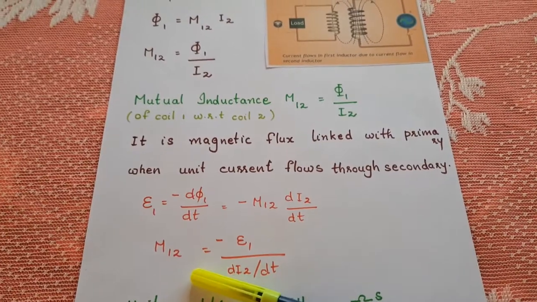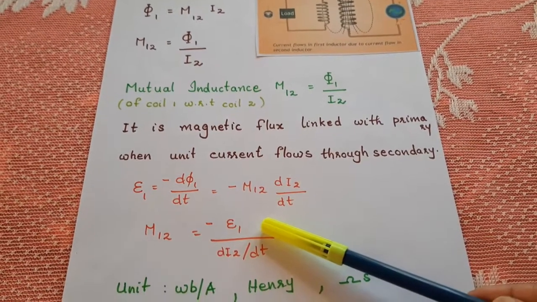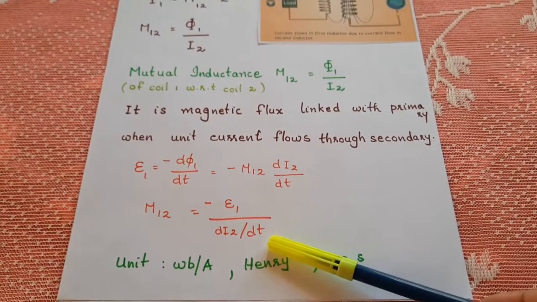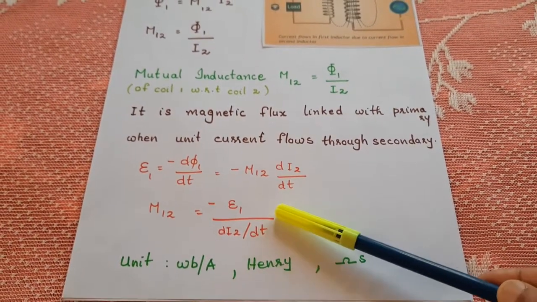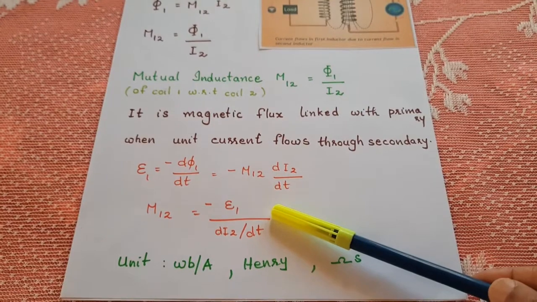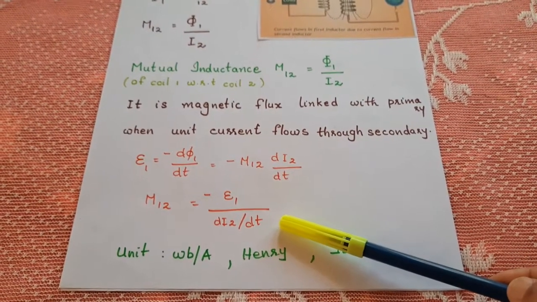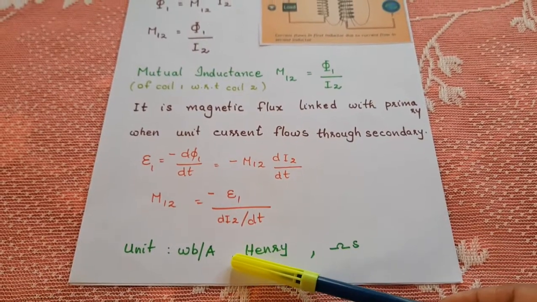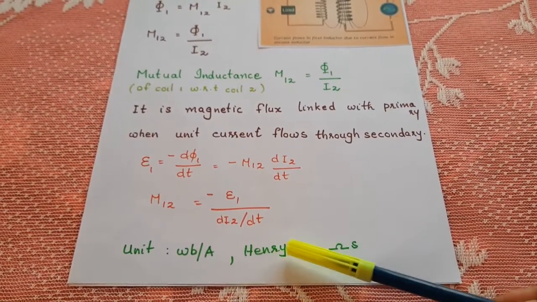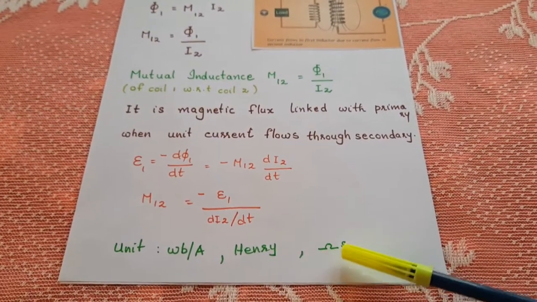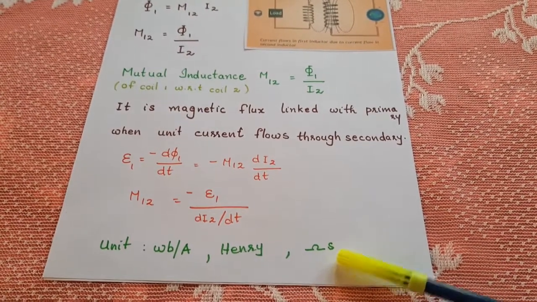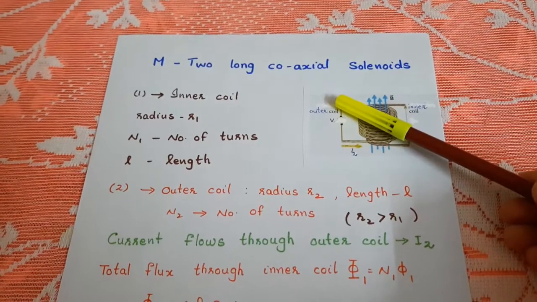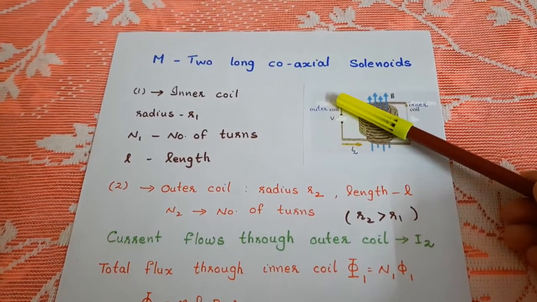So M12 is equal to minus E1 by rate of change of current through the secondary, or it is the ratio of induced EMF in the primary to the rate of change of current in the secondary. Its unit is Weber per ampere or Henry or ohm second. Now let us see the mutual inductance of two long coaxial solenoids.